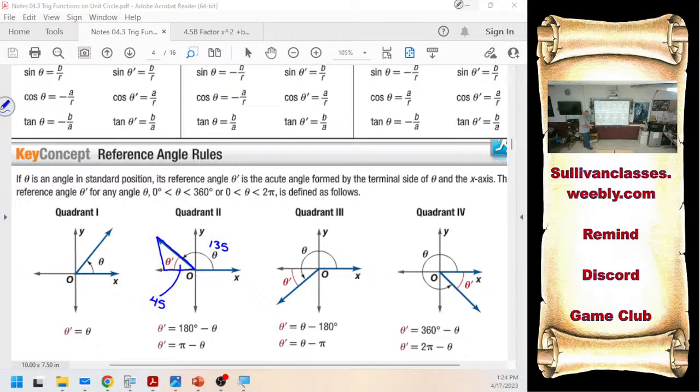Yes. So like this one, say this is itself 210 degrees. It's 30 degrees past the x-axis. So my reference angle is 30. If this is 300 degrees, then this angle is 60 degrees off of the x-axis.